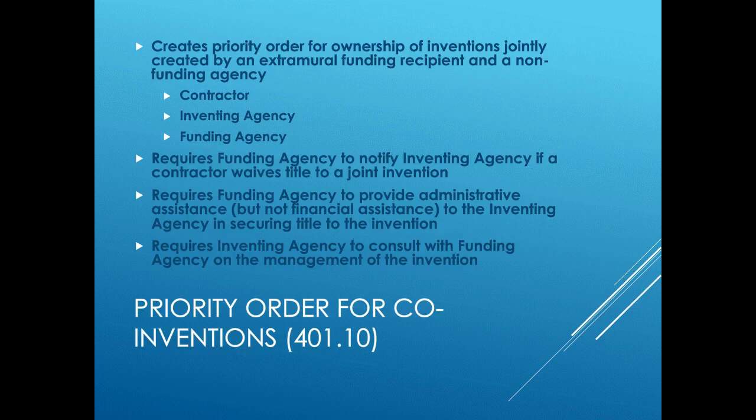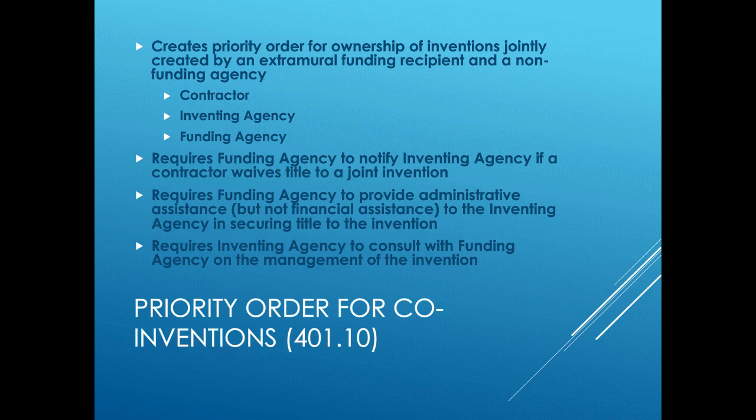So again, this change to 40110 creates an explicit priority order for ownership of inventions jointly created between an extramural funding recipient and a non-funding agency. First, the contractor, second, the inventing agency, and third, the funding agency. It does require the funding agency to notify the inventing agency if a contractor waives title to a joint invention.